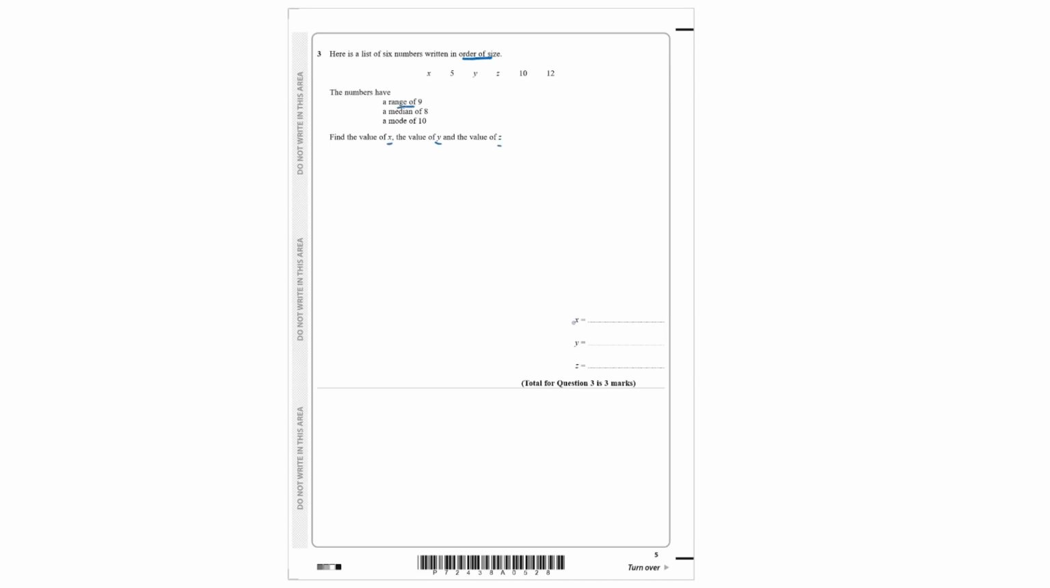First off, the range of 9 is the easiest one to do here because range is largest minus smallest. So range is already given as 9. The largest here is 12 and the smallest is x. So if we bring x here and 9 to the other side, we have x is equal to 12 minus 9, or x is equal to 3. We can write this here to simplify a little bit.